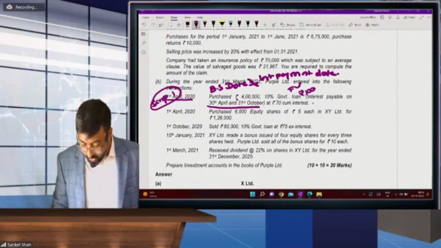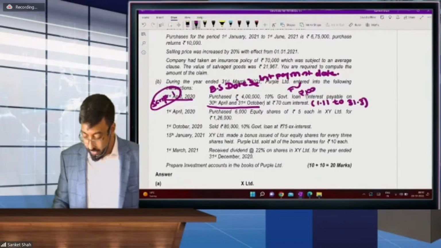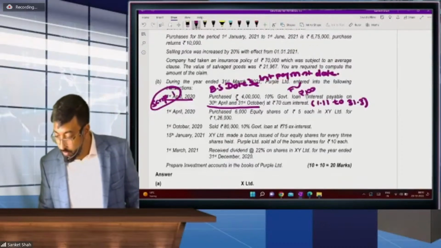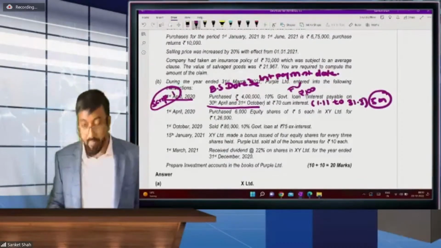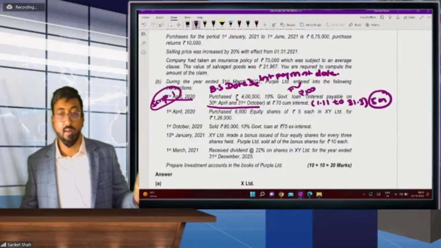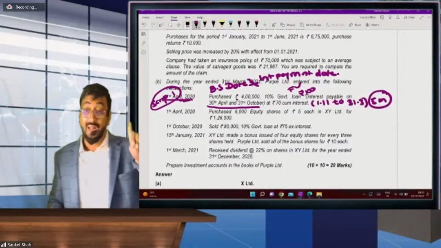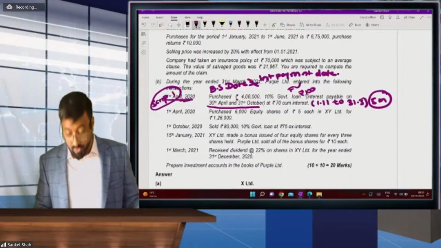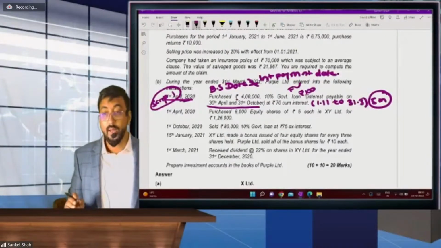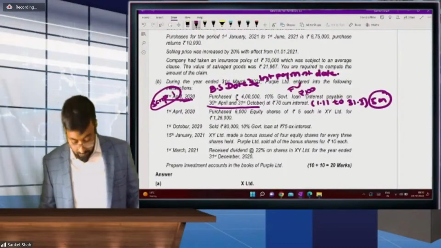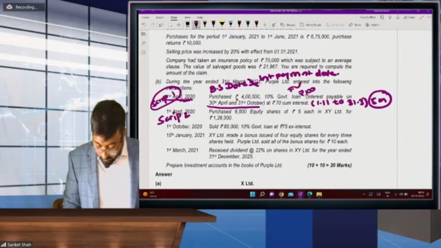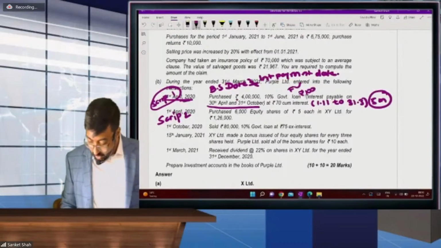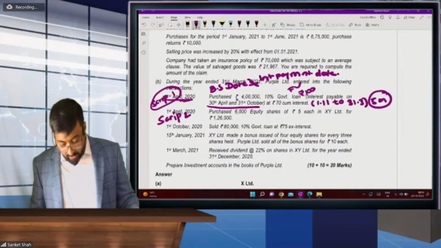Now, the previous holder will get interest from 1st November till 31st March: November, December, January, February, March. So 5 months interest. Beta, we bought it on 1st April, so the last interest we got was not on 30th April but on 31st October. So November to March, 5 months. Script 2, purchase equity shares of rupees 5 each for 1,26,000.